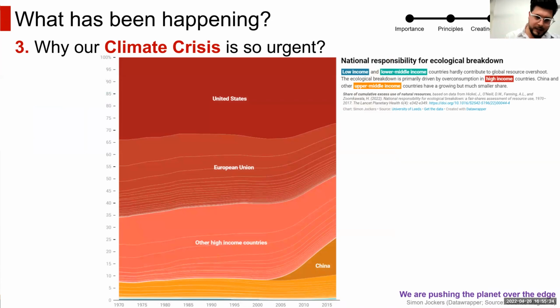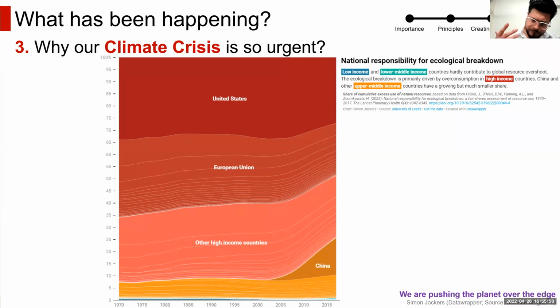And also in the same article, we have this also great graph. If we take into account that countries such as China have only very recently achieved a certain level of industrialization and prosperity, it becomes clear how unfair the distribution of resource consumption is between the global north and the less prosperous countries in the global south. So, for example, the US alone is responsible for more than a quarter of the global overshoot of the past 5 decades, and the European Union is responsible for another quarter.